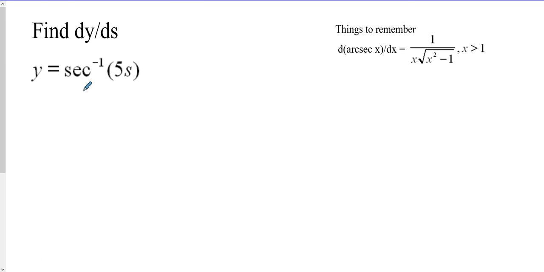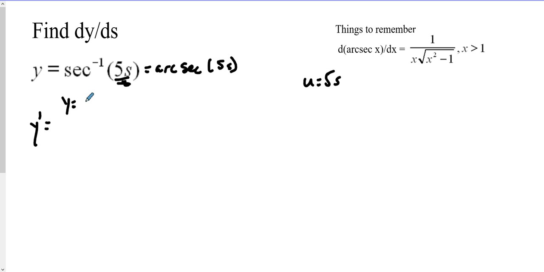So let's start off. We're going to find the derivative dy/ds. S is our independent variable. We see that our outside function is the inverse of secant, also known as arc secant, of 5s. My 5's and s's look the same, so I apologize for that. We're going to first take the derivative of the outside, because we see this is our u. Using the chain rule, u is going to equal 5s, and so we really have y equals inverse secant of u.